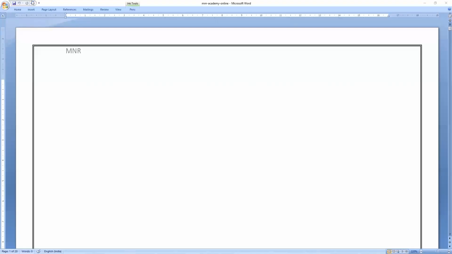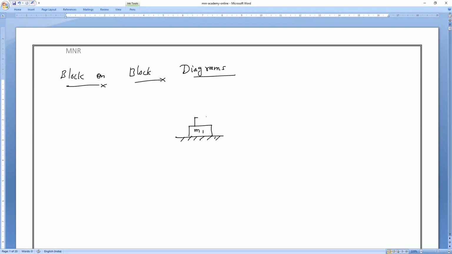So as we all know, we are studying block on block diagrams. If you want to solve block on block diagrams, I told you to follow the 3 steps. If you follow the 3 steps, we can find whatever information is required. Block over the block means, let me consider block 1 as M1 and the other block as M2. There will be one frictional coefficient mu1 here and another frictional coefficient mu2 here.